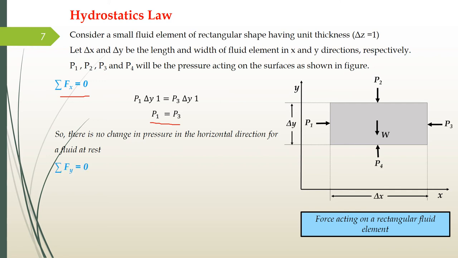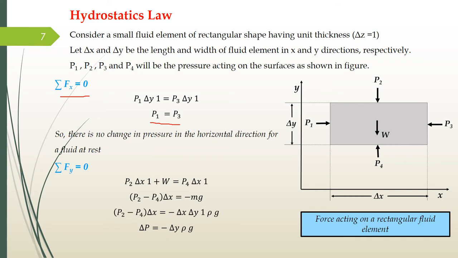Now if we take into consideration the case wherein the summation of forces in y direction is equal to 0, we will get this kind of equation, because weight will also come into the picture now, as it is a body force over here. So P2 into delta x multiplied by delta z, that is 1 in this case, plus W is equal to P4 delta x into 1. Upon simplifying, we get P2 minus P4 multiplied by delta x is equal to mg.